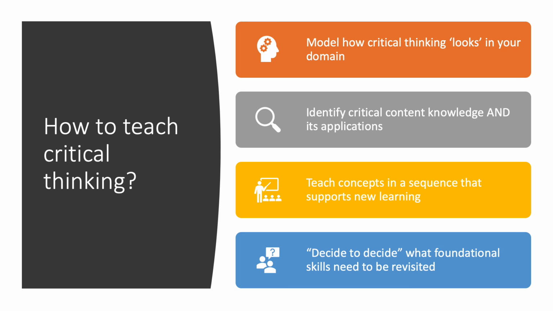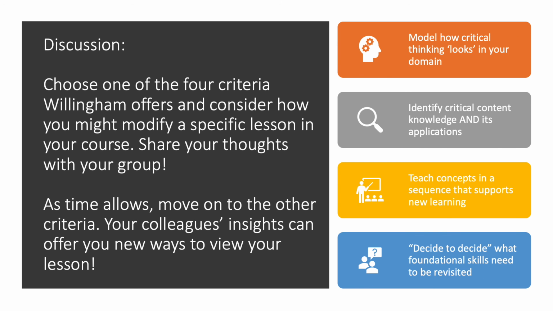All right. Well, let me turn things over to the group then. What I'd like you to do in your groups or pairs, however you want to divide yourselves up, is choose one of these 4 criteria that Willingham offers and consider how that might lead you to modify or change the lesson you're teaching, and then share your thoughts with your group so we can learn from each other. As time allows, move on to other criteria and let other folks in the group offer their thoughts. We'll see what we can learn from one another, and then we'll get back together in maybe 10 minutes. Sound okay? All right, let's give it a shot.